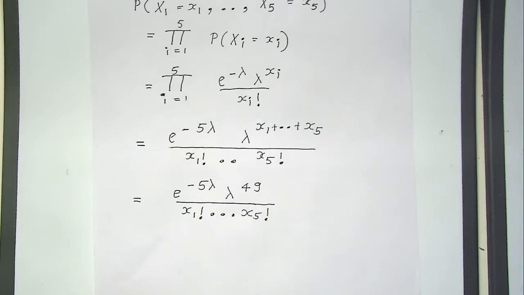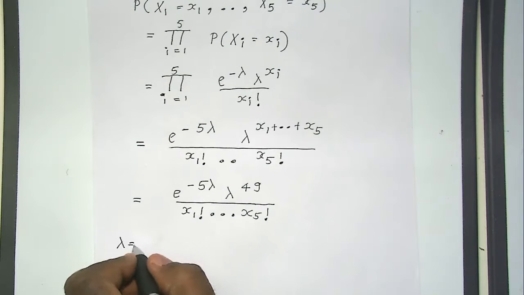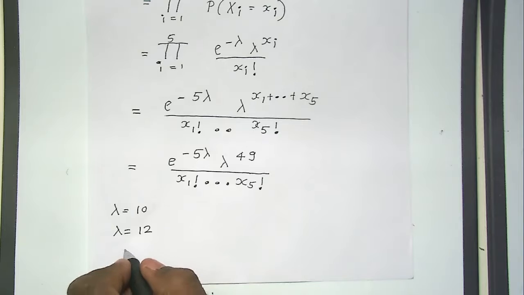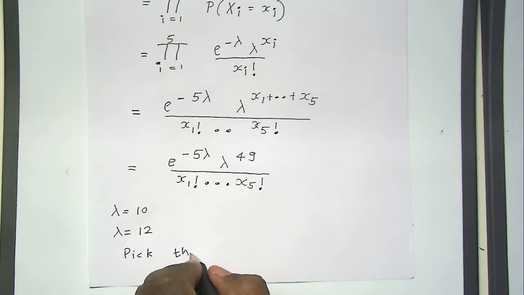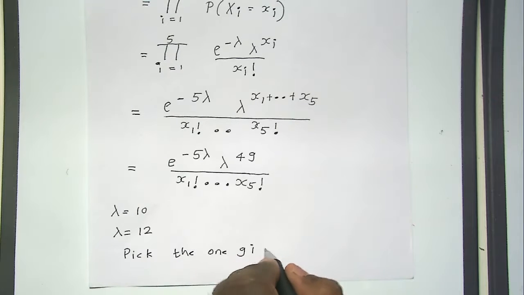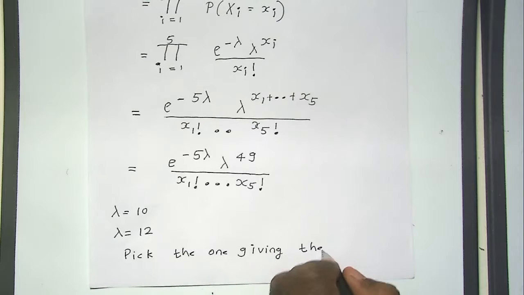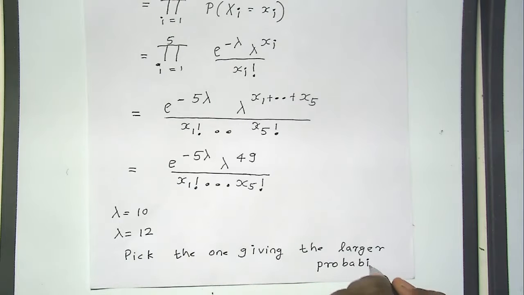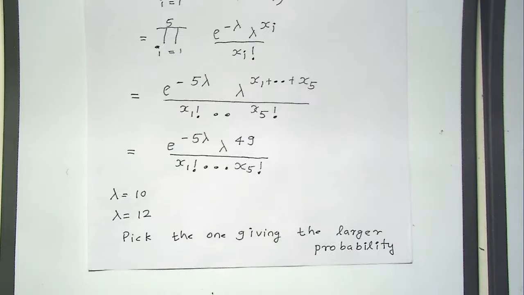Now what you need to do is compute this at lambda equal to 10 and compute this at lambda equal to 12. I will leave that for you to do because I don't have a calculator. All you have to do is compute this at these 2 values, right? And pick the one that gives the larger number. I'm sure you can do that, right?